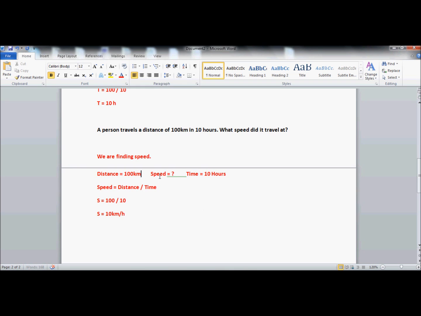But for example, if this was miles, and that was minutes, this would become miles per minute. Very simple, that's just the value at the end.